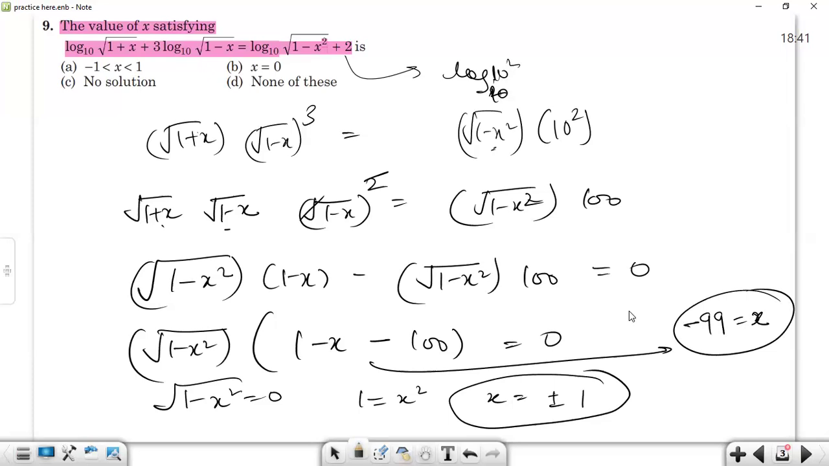Now let's look at the solution. Let's look at the given question. If we take the positive value of x, x equals 1, there will be a 0 here, so the logarithm function will become not defined. So we cannot take x equals 1. When we take x equals minus 1, this will be 0, so this term will be not defined. So we cannot do that either.